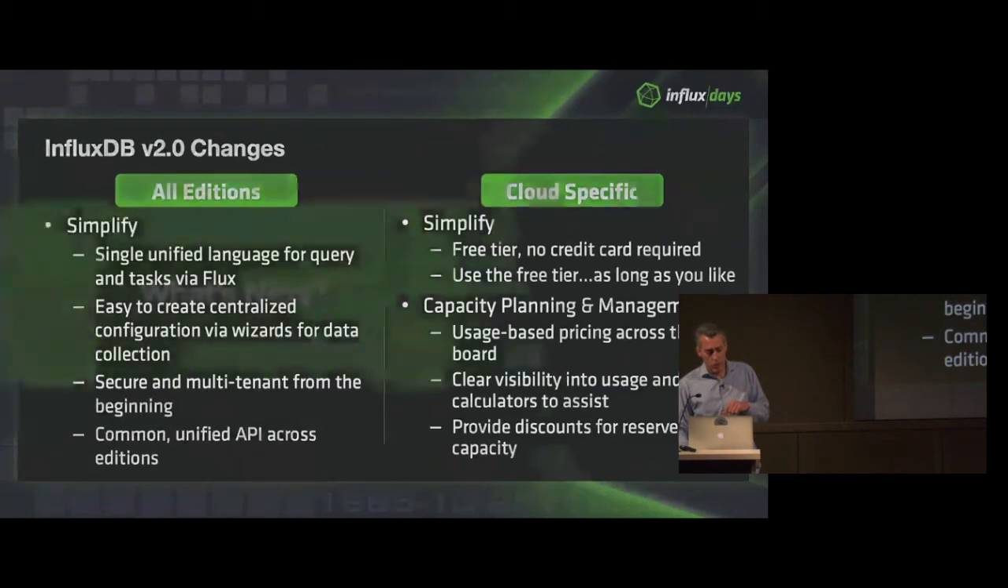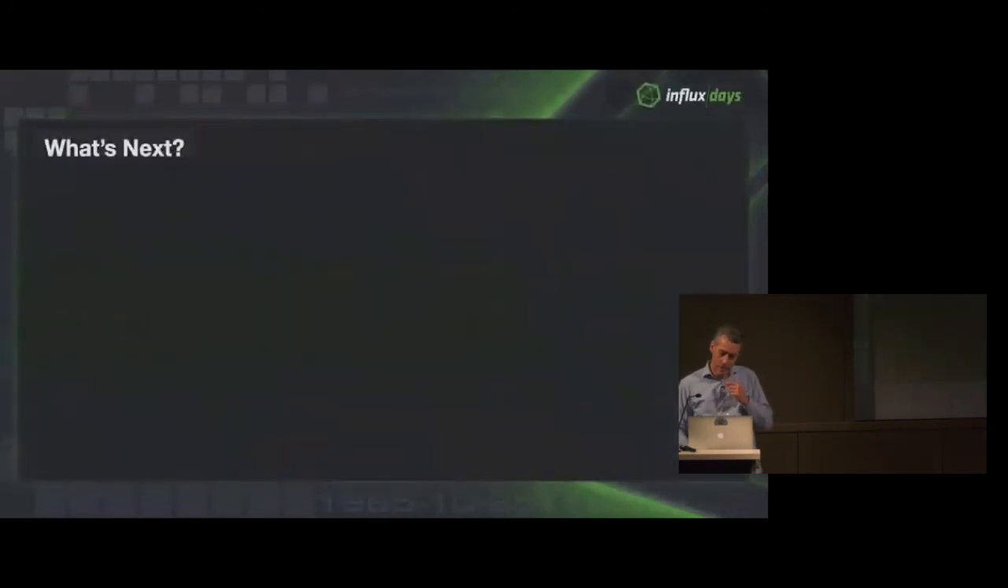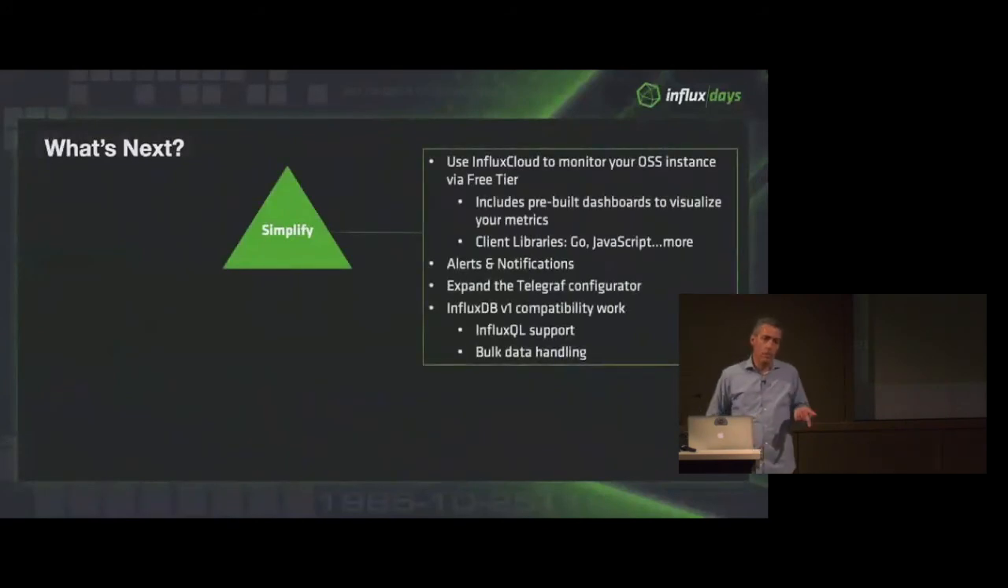Now, one of the things we'll also do is, what's next? From a simplification perspective, we want to allow you to monitor your open source instance with the free tier in cloud. We'll make it simple for you to say, I'm going to send all my open source stats into the free tier in cloud. I don't have to have a separate dashboard. I don't have to monitor it. I can have my cloud instance, and wherever I'm running the open source, I have free monitoring of the health and availability of that open source instance. Make it easy. And at some point, you may decide, well, I don't need to run the open source, I'll just run the whole thing in cloud. Great. That's great.